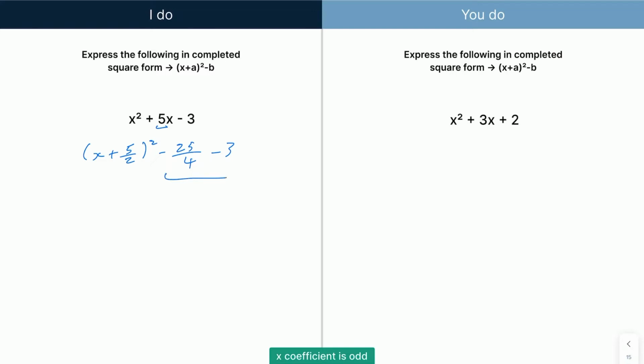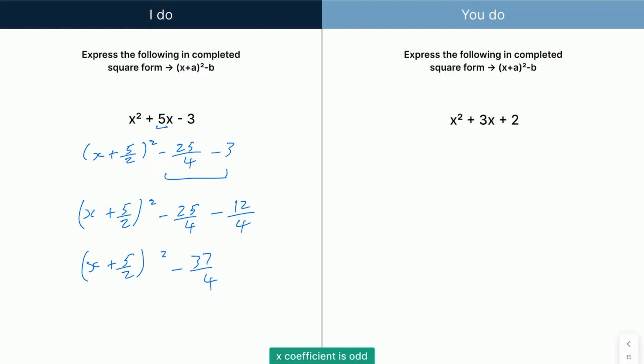Now in order for us to tidy this bit up, the denominator of 3 has got to be 4. So that'll be x plus 5 over 2 squared minus 25 over 4. Now if I multiply the top and bottom by 4, that'll give me 12 over 4. And now I can tidy that up because the denominator is the same. So that'll be x plus 5 over 2 squared, with 4 at the bottom here, and that's just going to be 37 there. And that is how you complete the square with an odd x coefficient.